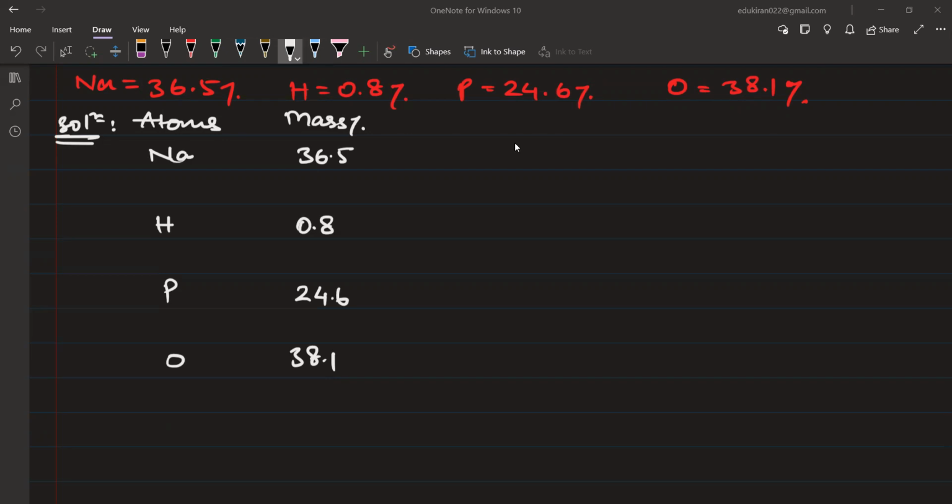Mass percentage and then in grams. 36.5. I think you can directly write here in grams, or I hope you guys are writing there. So in grams here and then we will write the moles. Iram, tell me, for sodium, what is the number of moles? 1.58. Okay. This will be 0.8 and 24.6.